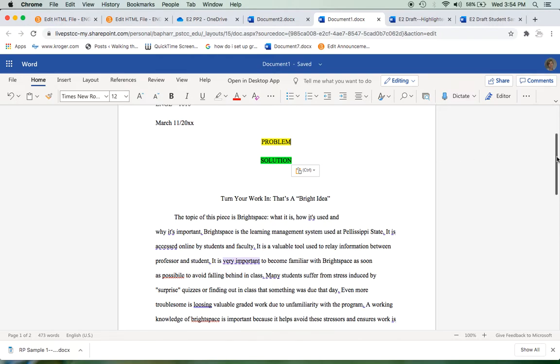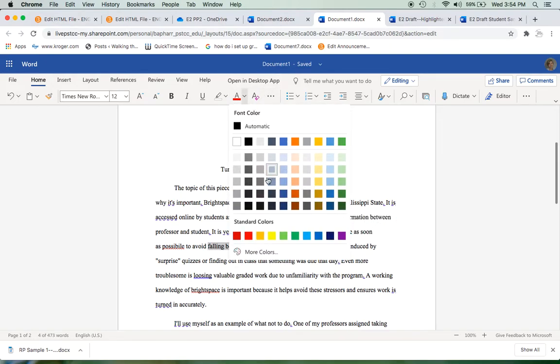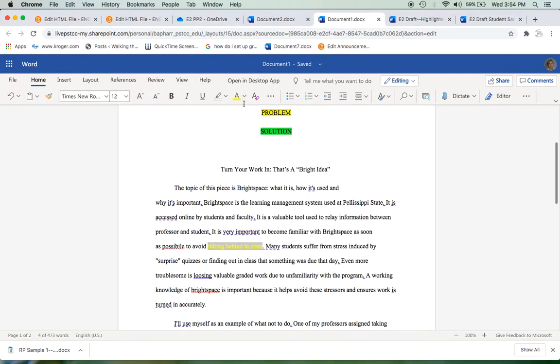So I'm looking for the problem sentences. These first few sentences don't really talk about the problem or the solution. They're really just a description of Brightspace. But here we've got a solution and a problem in one sentence. So falling behind in class is a problem statement, so I'm going to highlight it in yellow. Oh, not like that though, like this. I'm going to highlight it in yellow, and this part right here is actually about the solution.